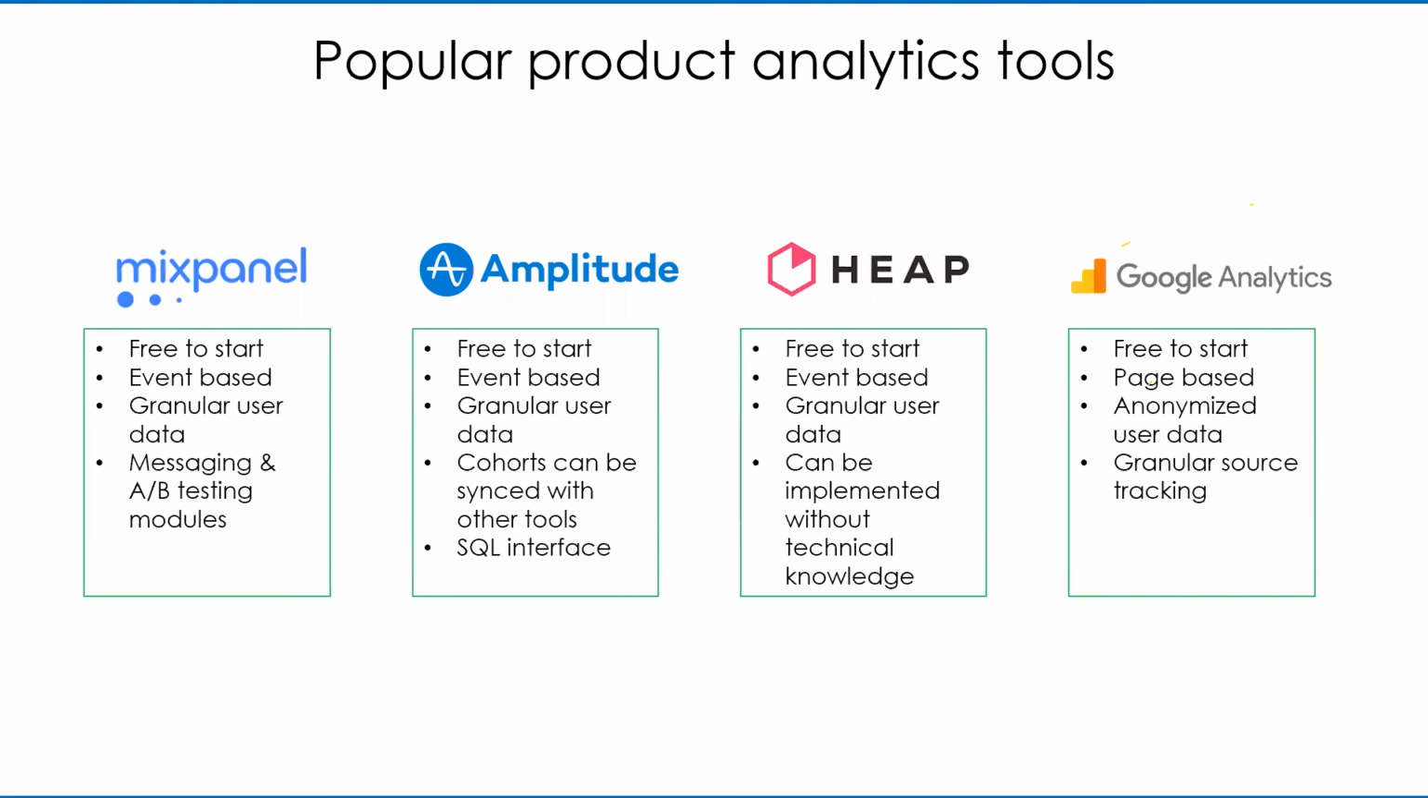Amplitude is also free to start. Based on events, gives you granular user data. You can export the segments that you create, or the cohorts of users based on when they've joined or certain actions they've performed, to other tools like your CRM software or anything else. And it also comes with a SQL interface. So if you're someone who's comfortable with SQL and likes to crunch their own data, that may be a plus for you. Heap is another free to start tool.